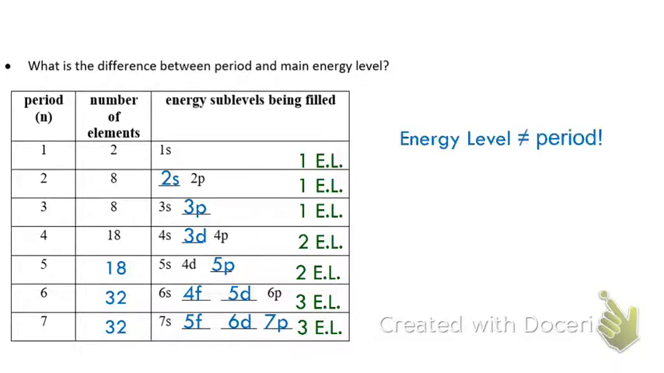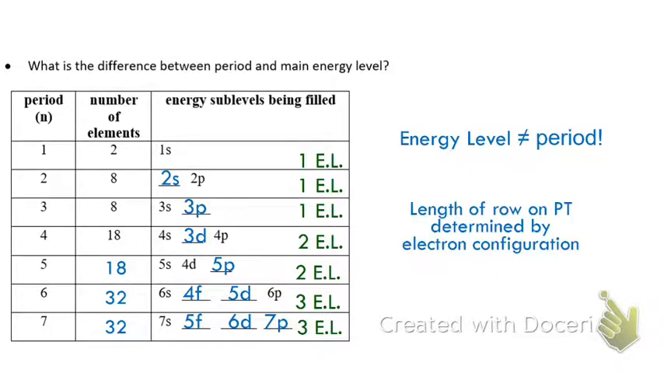So all this is trying to point out is that the energy level of my atom is not really the same as the period of the periodic table. They're similar, there's a lot of matchup, but it's not the exact same thing. One thing that the electron configuration does tell us, and does have to do with the periodic table, is that the length of the row is determined by the electron configuration. As soon as those sublevels are full, then the row is full, and you have to start a new row.